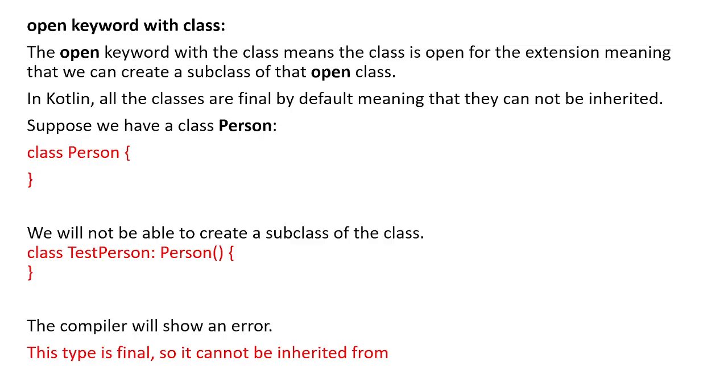Suppose we have declared a class named Person, and then we want to extend that class in a child class. We cannot inherit that class because our Person class is final by default. So when we try to extend that class in its child class, the compiler will show an error: This type is final, so it cannot be inherited from.